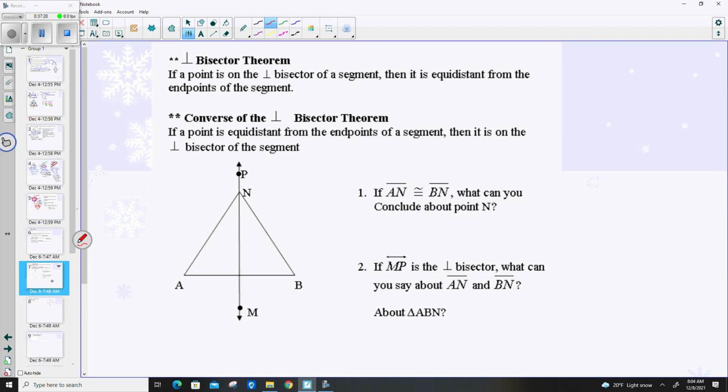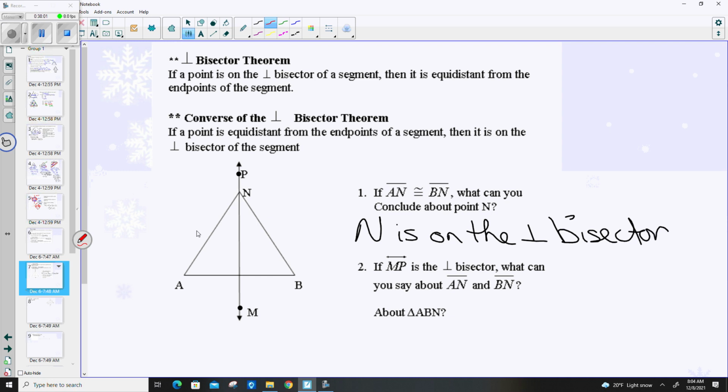So I'll copy one more time on this screen just so we can see them, because now I'm going to tell you that AN and BN are congruent. What do you know N's location is? If those two segments are equal, where is N located? On the bisector. Perfect. That converse. The converse said if it's equidistant from the endpoints, N is the same distance from A as it is from B, then we know it's on the perpendicular bisector.